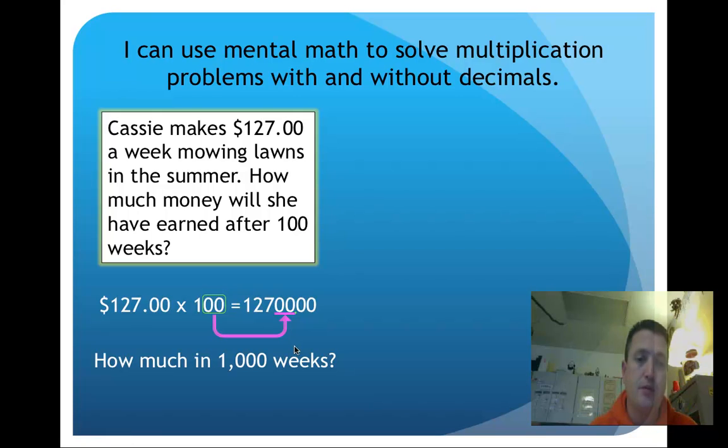Okay, so let's just take it one step further. What if it was 1,000 weeks? It's a long time, right? She'd have to be mowing lawns for a long time for 1,000 weeks, but let's just say it was 1,000 weeks. Okay. Well, we take 127 times 1,000.